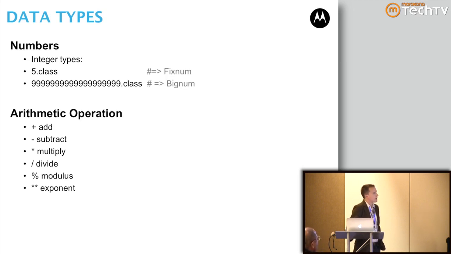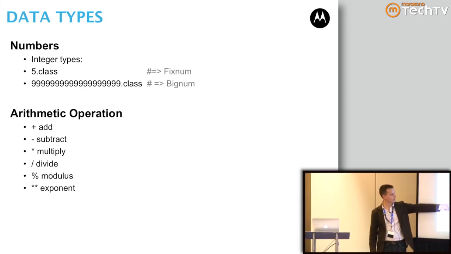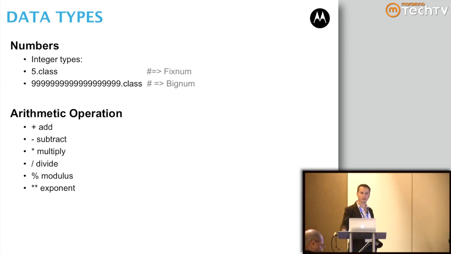With numbers, we have all the standard arithmetic. The one weird one in Ruby is the exponent operator, which is star star. So 2 star star 10 is 2 to the 10th rather than the caret. I don't know why. We can probably blame Perl or something for that.